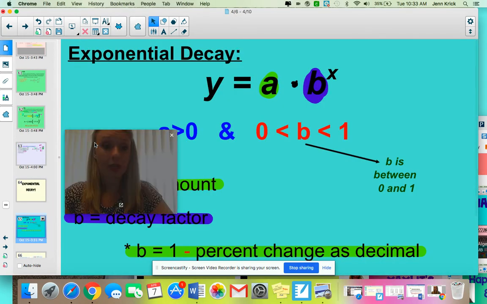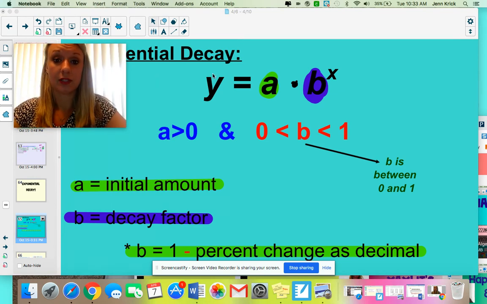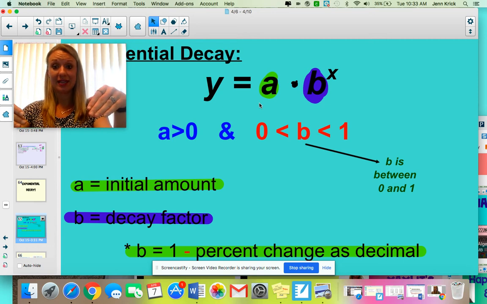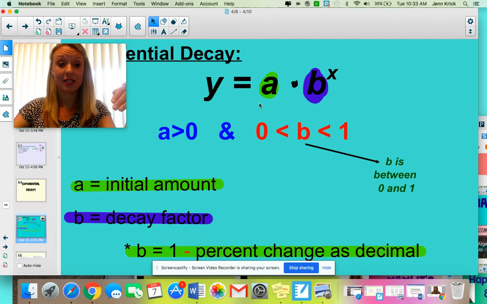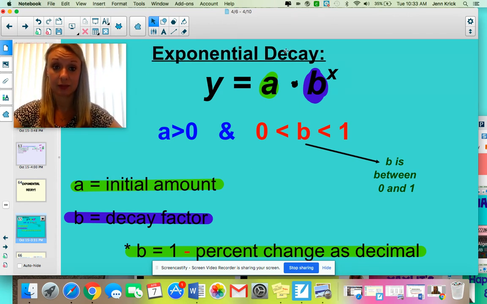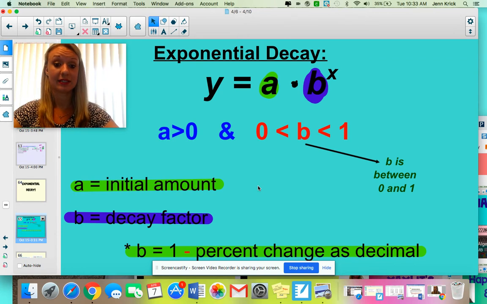So if we're talking about exponential decay, notice this format of equation, y equals a times b to the x power, is nothing different than an exponential function general format. That's the same. A is still our initial amount. However, b is now our decay factor, and it will be less than 1.